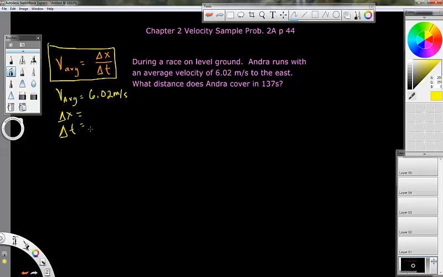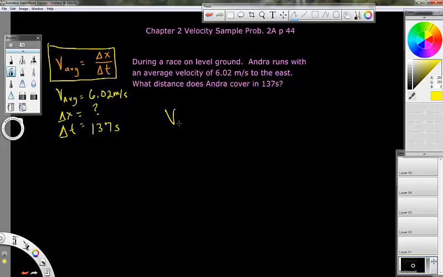What distance does she cover in 137 seconds? So is that a distance or a time? Well, of course, that's a time. 137 seconds. It could have said 2.5 minutes. It could have been any time interval. But to use this, you need to have meters per second and seconds. So do your converting first. And we actually don't know the distance because it's asking us what distance does she cover? What distance?